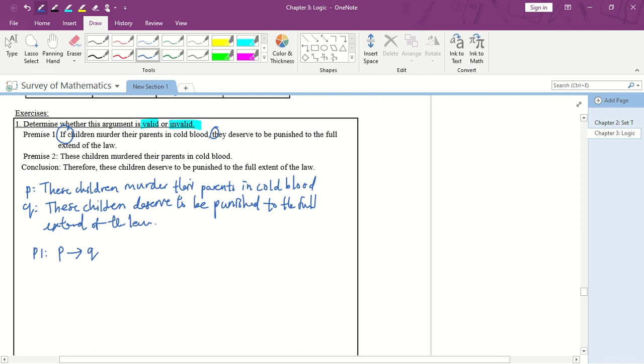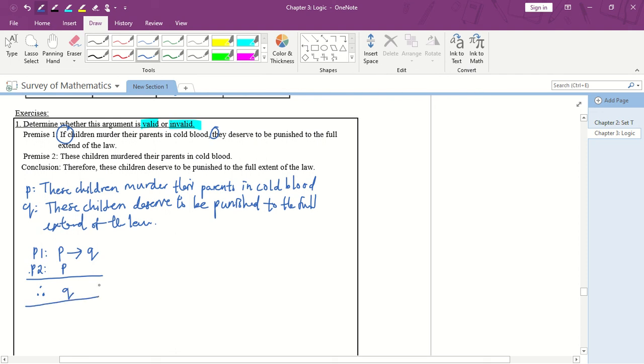And here the next one, P2: these children murder their parents in cold blood, which is P. Let's draw a line. And therefore means three dots. These children deserve to be punished to the full extent of the law, which is Q.